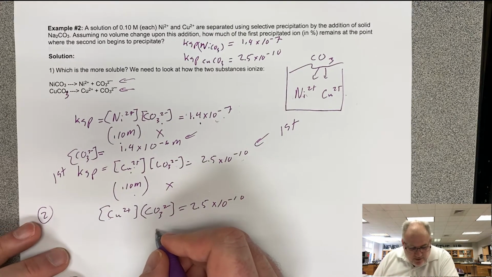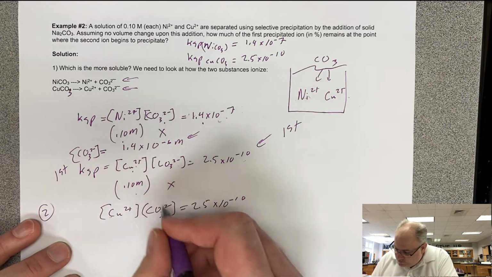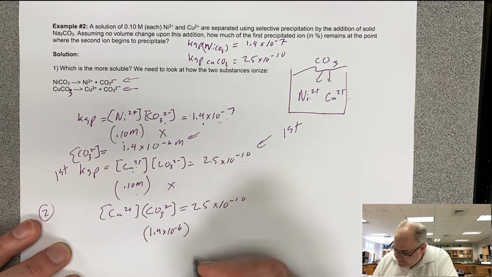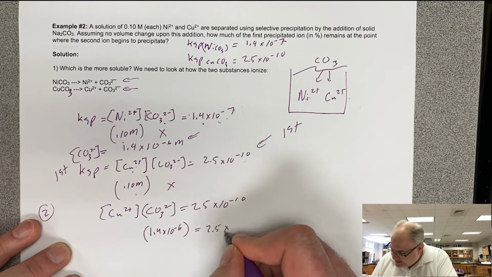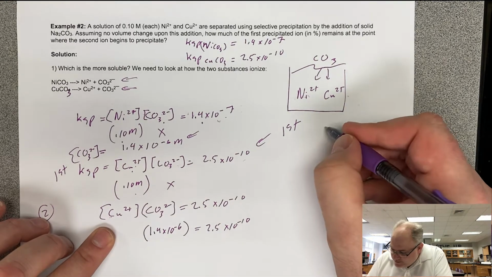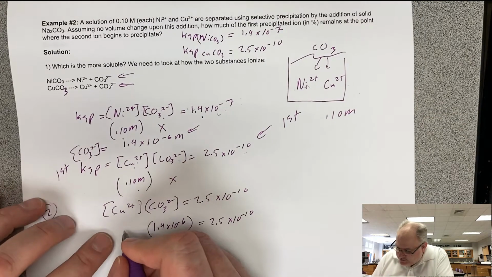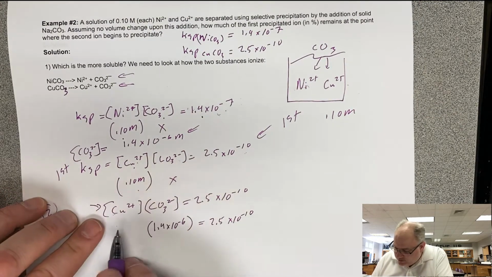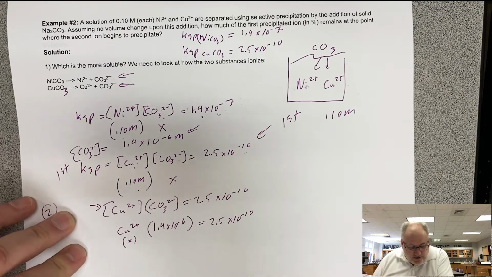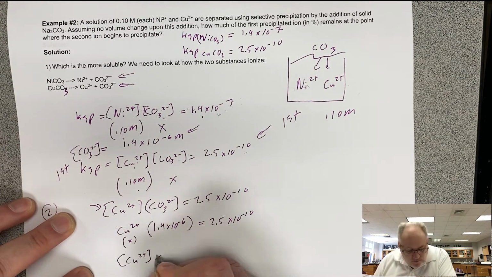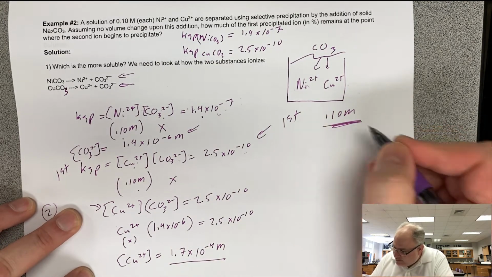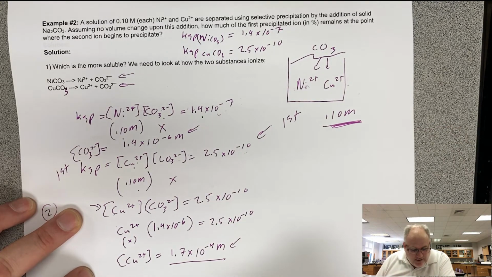And if I plug in my value here for the original 1.4 times 10 to the negative 6, this is when the second thing starts to precipitate. And I know my 2.5 times 10 to the negative 10 is my Ksp value. I know that my Cu2+, which originally was 0.10 molar, cannot be that. So I can solve for Cu2+, or X. And when I do that, I get, so clearly we've gotten from 0.10 to 1.7 times 10 to the negative 4.